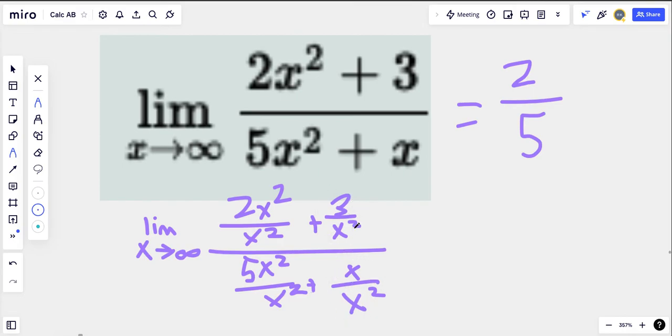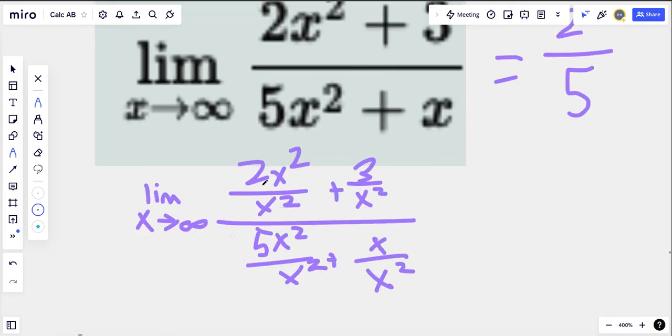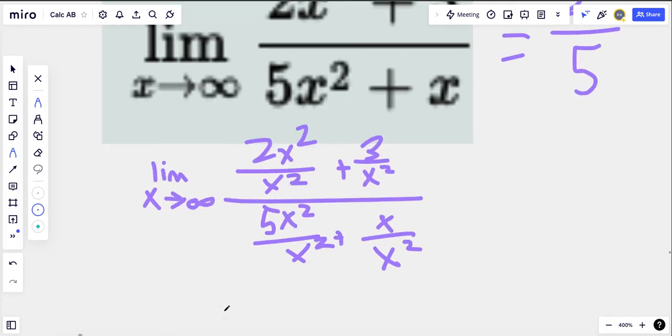Just get used to the fact that when you see 3 over x squared or something of that similar form of 1 over x, it's going to go to 0 as you go to infinity. So this simplifies down to just the x squareds cancel out here. This is 0, this is 0, so you're just left with 2 over 5.